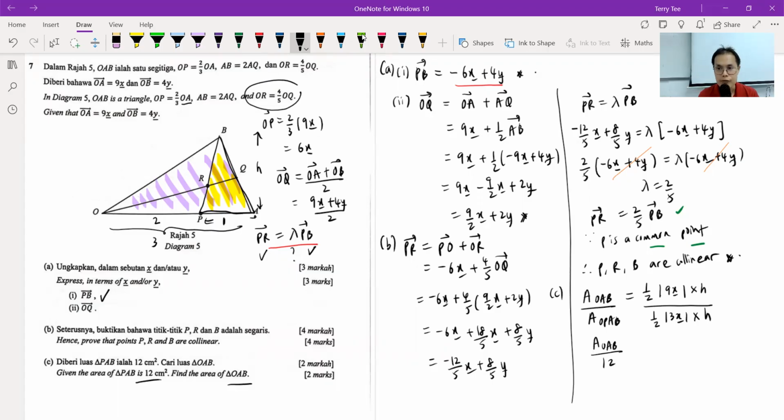PAB, we know is 12. These two we can cancel. Notice I can cancel half and half, H and H. 9x cancels with 3x. I'm left with 3. So this ratio is just 3. Therefore, the area of triangle OAB is 12 times 3, 36 square units.